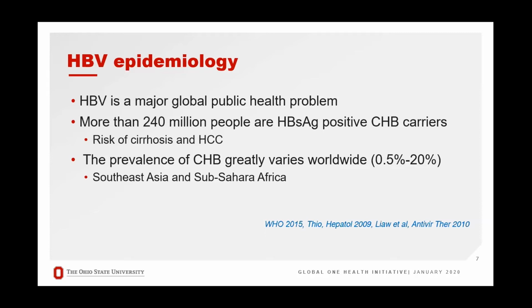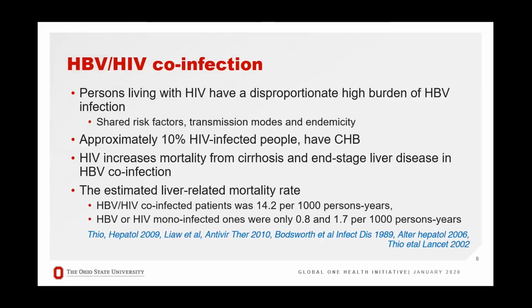When we see the epidemiology, Hepatitis B virus is a major global health problem, and more than 240 million people are Hepatitis B surface antigen positive, chronic Hepatitis B carriers, which gives a higher risk of cirrhosis and hepatocellular cancer. The prevalence of chronic hepatitis virus greatly varies worldwide, ranging from 0.5 to 20%, with Southeast Asia and Sub-Saharan Africa being the worst affected regions globally.